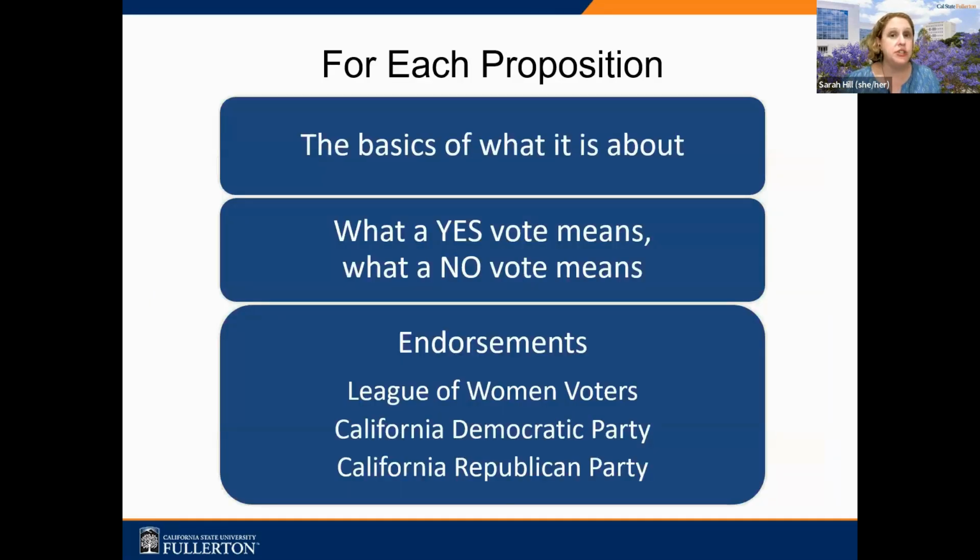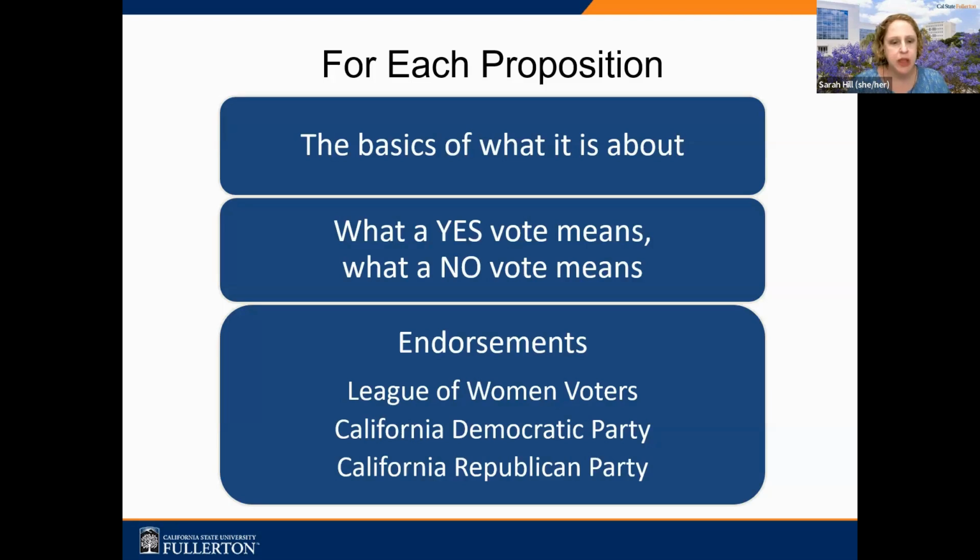I'm going to go through the propositions in order, and for each proposition, I'm going to cover the basics of what it is about. Some of these are complicated, so I'm going to try to explain it as best I can. I'm going to say, here's what a yes vote means, and here's what a no vote means. I know folks feel like sometimes it feels backwards. Which way do I want to vote?